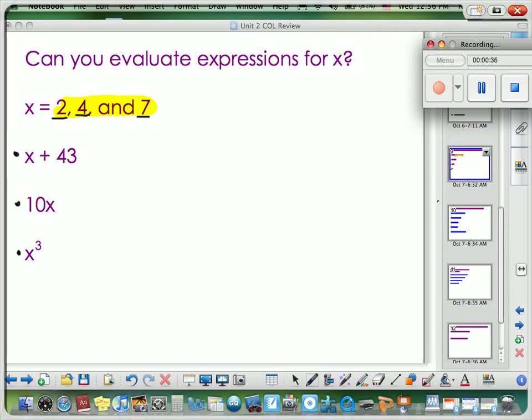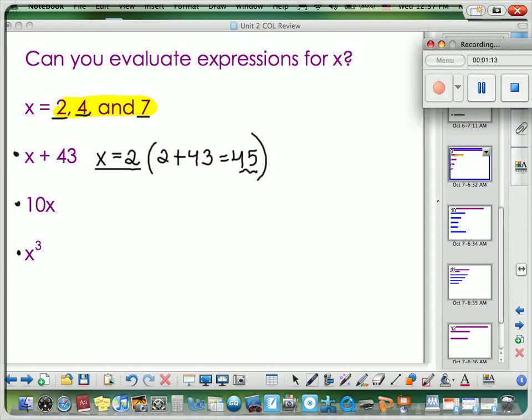And so you're going to be given these expressions, and all you have to do is plug in the value of x into the expression. So when they give you 3, you're going to have to plug it in 3 different times. So for the first one here, when x equals 2, I'm going to take 2 plus 43, which equals 45. So when x equals 2, my solution is 45.